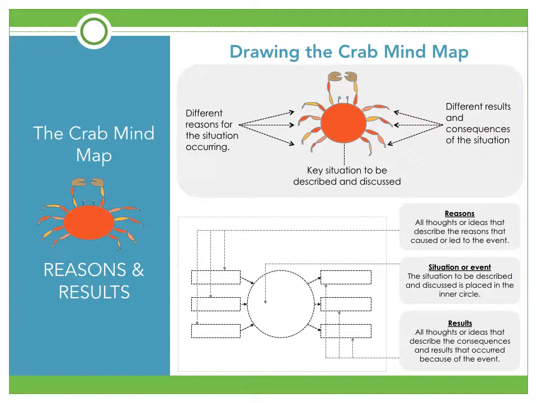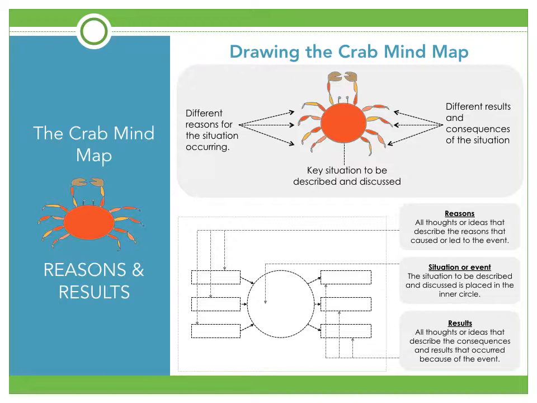As you can see, the mind map is centered around the shape of a crab. And in the middle of the crab, this is where the key situation or key topic to be described will be placed. This is also known as the event. To the left of the crab, so the left legs, are where all the different reasons or causes will be placed. And these are what caused the event to occur.